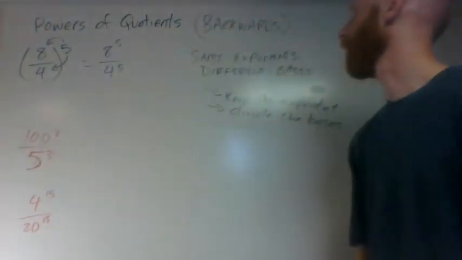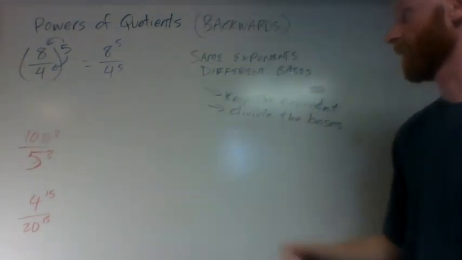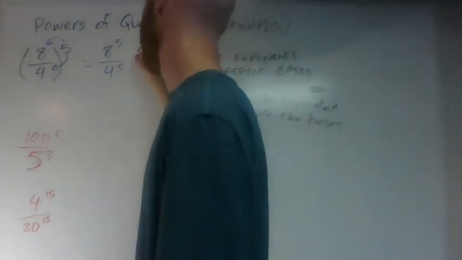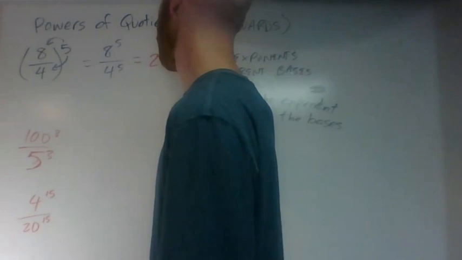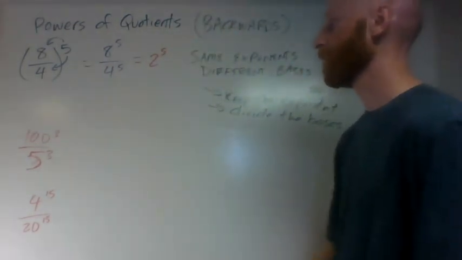All right, so keep the exponent, divide the bases, shortcut. 8 to the 5th over 4 to the 5th equals 2. 8 divided by 4 is 2. Keep your exponent. Okay. 100 to the 3rd divided by 5 to the 3rd. Keep our exponent. 100 divided by 5 is 20.